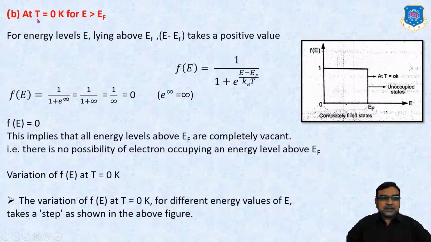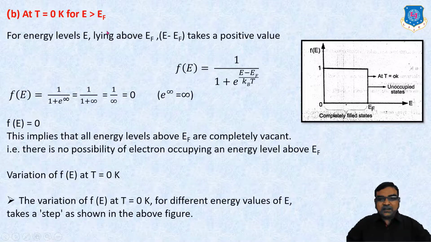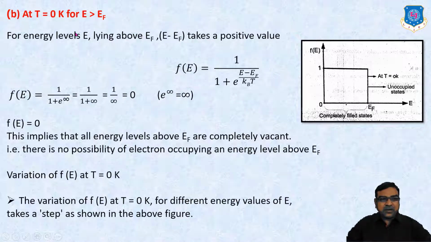Now case B, at T equal to 0 Kelvin for E greater than EF. Here the value of E is greater than the Fermi level. So for an energy level E lying above EF, E minus EF takes a positive value. So if you put a positive value here, the value of (E minus EF) by kB into T will give infinity. So e raised to infinity is equal to infinity. So 1 divided by 1 plus e raised to infinity is equal to 1 by 1 plus infinity, which is equal to 1 by infinity, and is equal to 0. So the function f(E) is equal to 0.